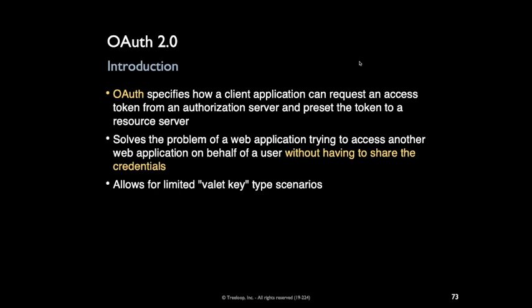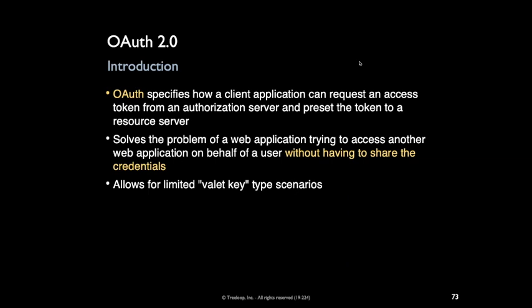So they went with just asking for usernames and credentials. So here it says OAuth. So this is how we're going to pull this kind of system off, right? OAuth specifies how a client application can request access from an authorization server and present the token to a resource server. It solves the problem of a web application trying to access another web application on behalf of the user without having to share the credentials. That's what we want to avoid, okay?